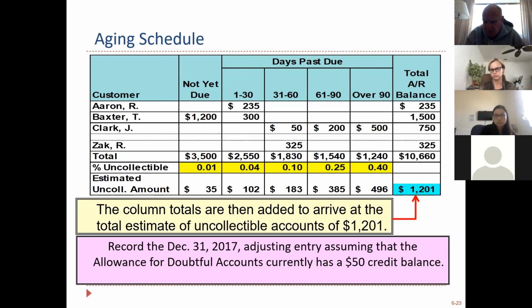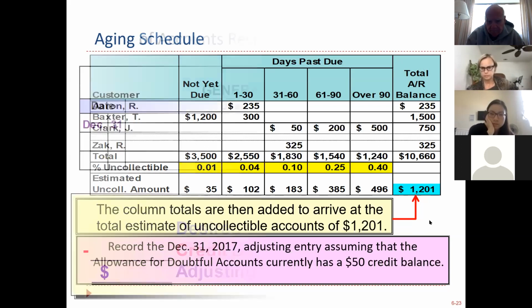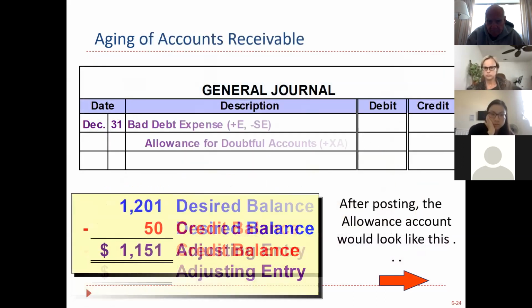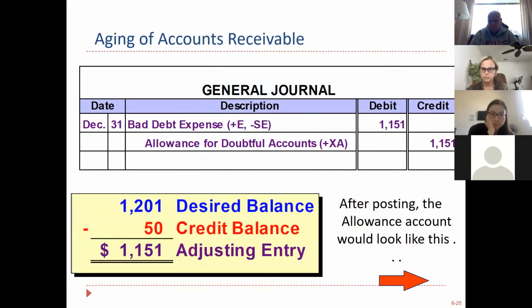When you use the AR method, you're calculating what you want the allowance to be. And what they're saying here, this is our ending balance. That's what we had to have, an ending balance. They're telling us the beginning balance is $50. So what do we do? Just a simple example. They don't have any write-offs or bad debt expense recorded.